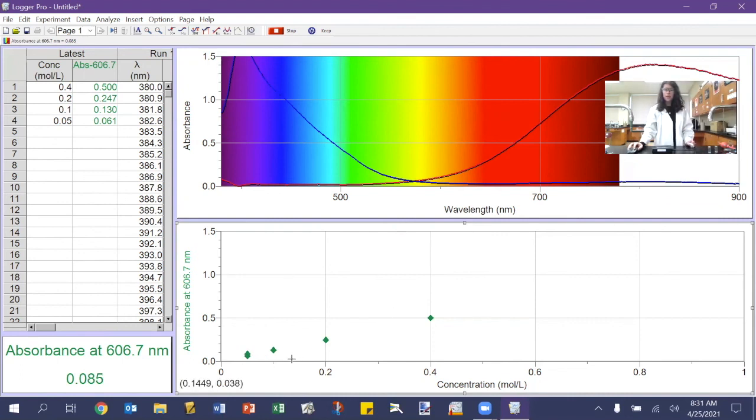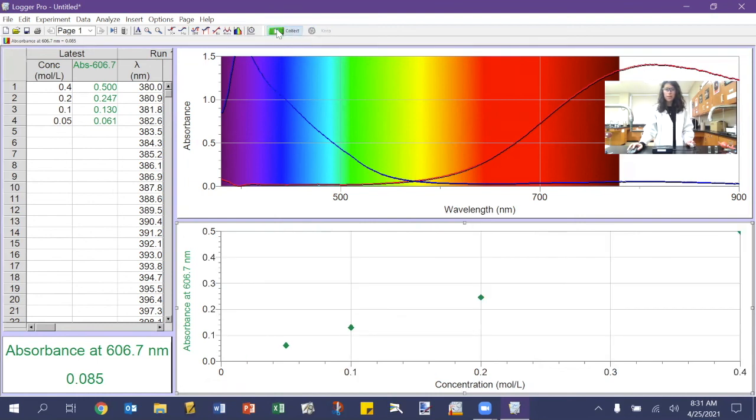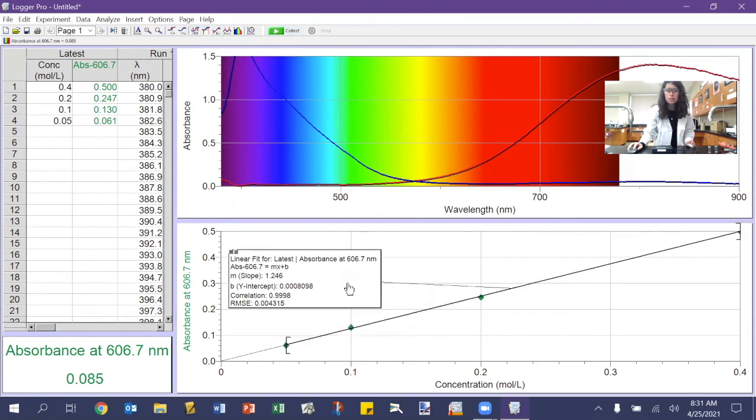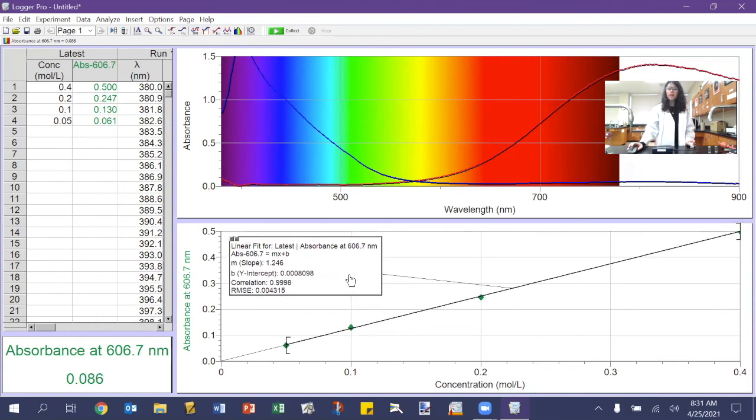But now that I have my 4 known solutions, I can hit stop. And then we see that we have a pretty nice calibration curve. Our line is going through the origin, which is good because if my concentration were 0, I should expect the absorbance to be 0. My line is going through all of my data points. So I know that my calibration curve is a good one.